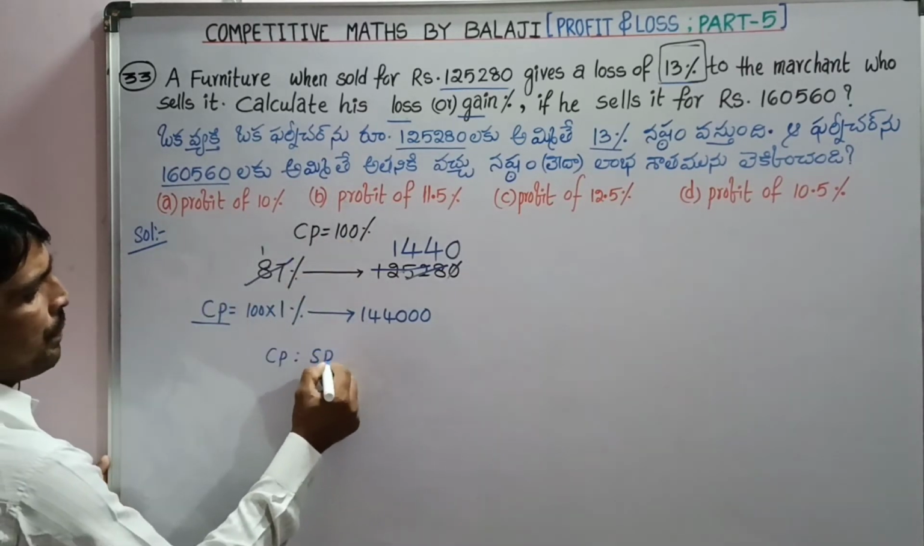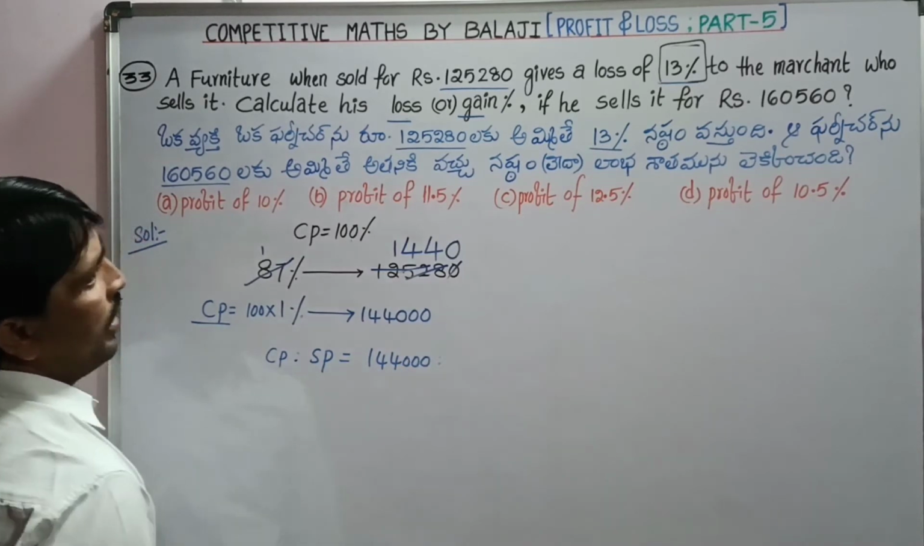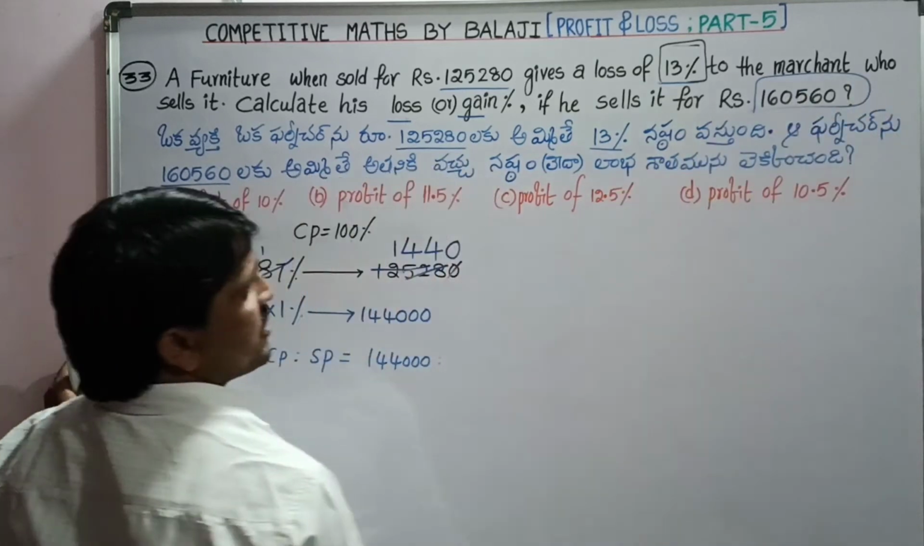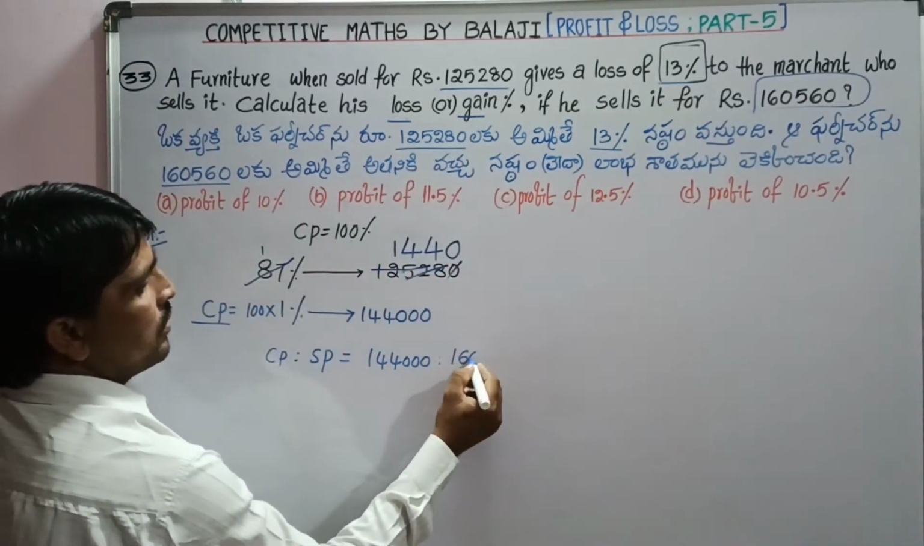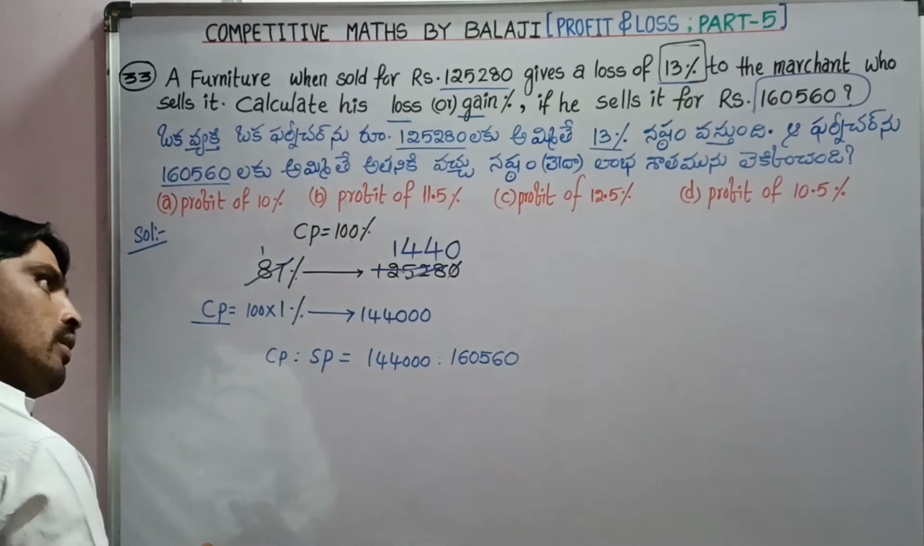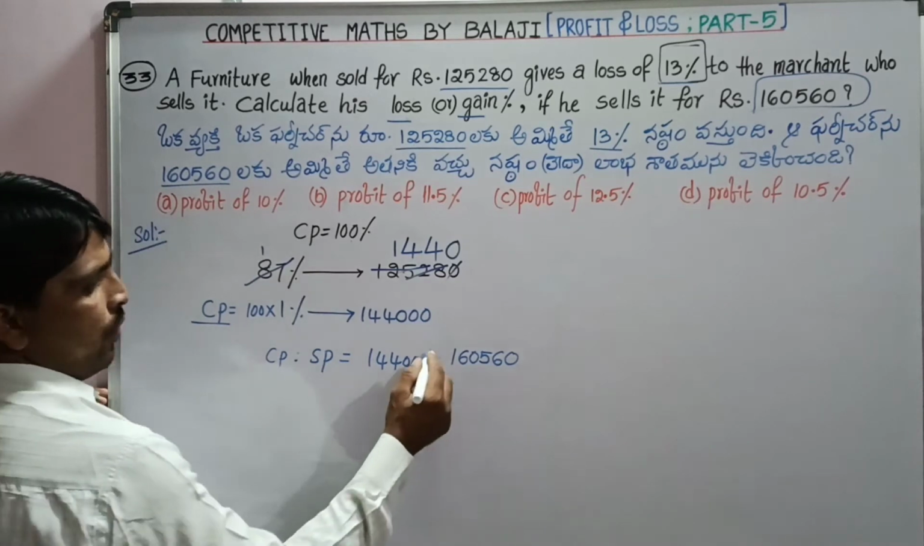The cost price to selling price ratio is 1,44,000 is to, and we have to find the loss or gain percent when it is sold for 1,60,560. As SP is more than CP, we get a profit here.